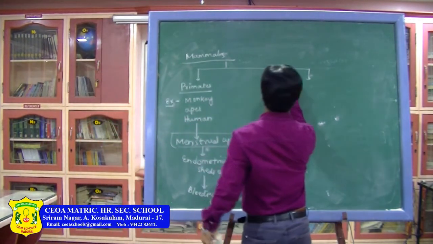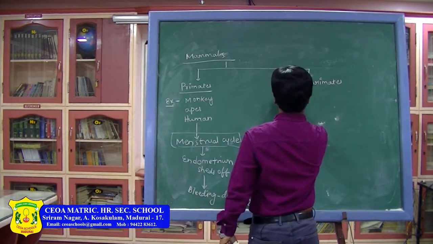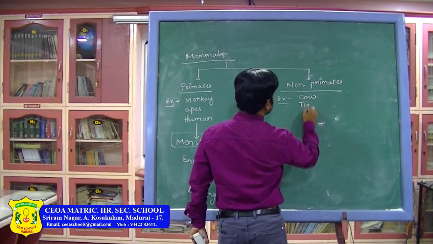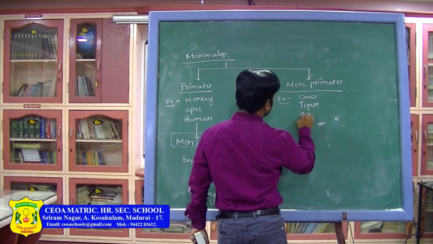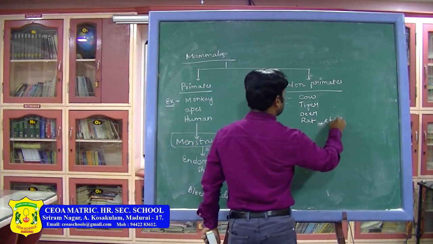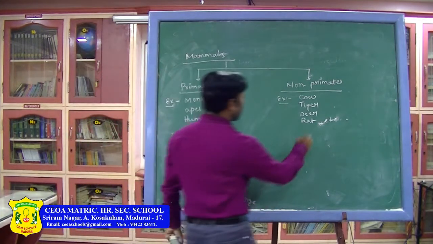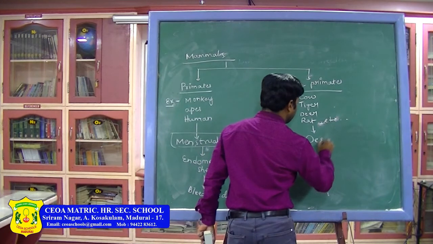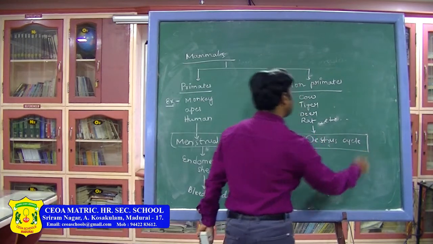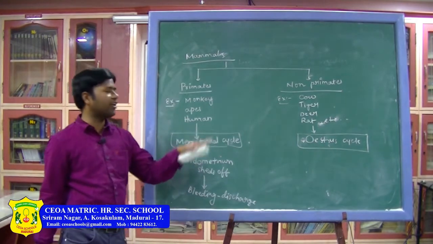Then there are the non-primates. Examples: cow, tiger, deer, rat, etc. Here, what happens? Is there a menstrual cycle here? There is a separate cycle called the estrous cycle. What is the name of the cycle? That is the estrous cycle. What happens in the estrous cycle? What is the difference between the menstrual cycle and the estrous cycle?